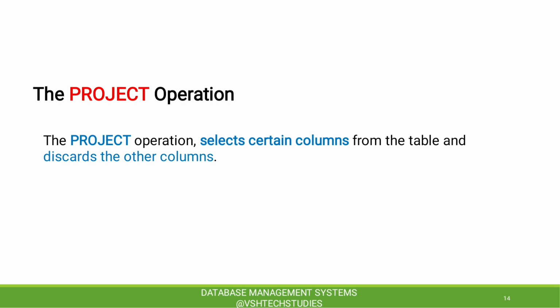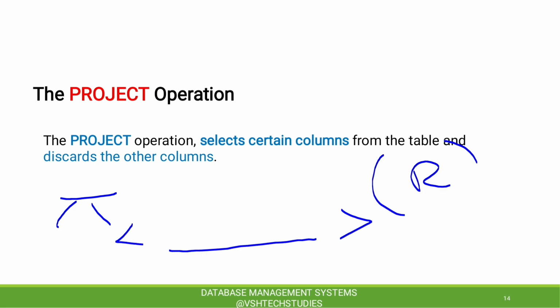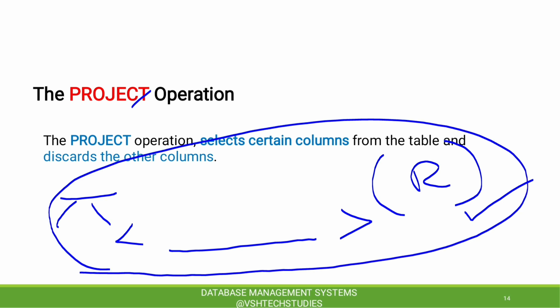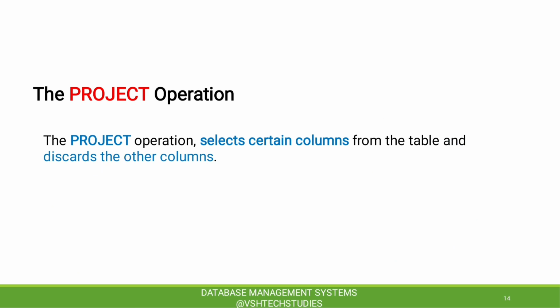The symbol used for project operation is pi. At the foot we mention the column list, and the input relation for this relational algebraic operation, that is project. So this is the general format of the relational algebraic expression for project operation. Next we shall see some examples on project operation of relational algebra in DBMS.